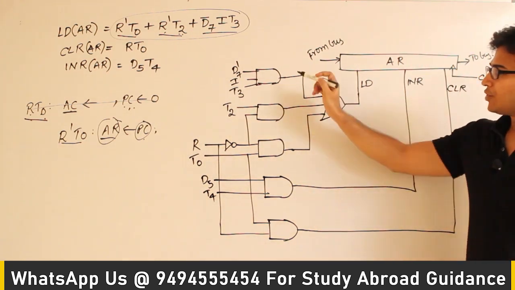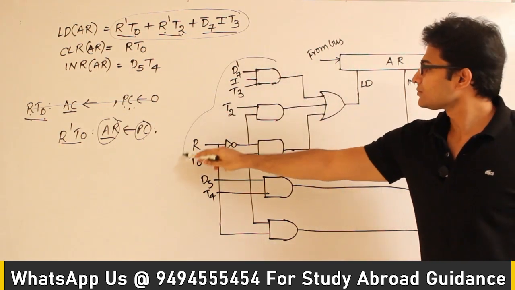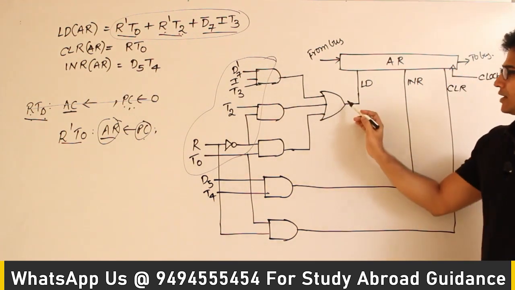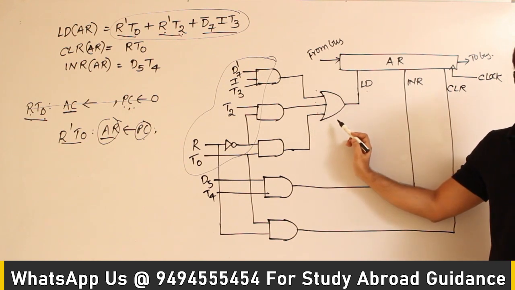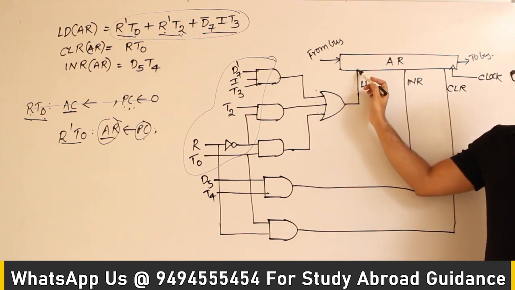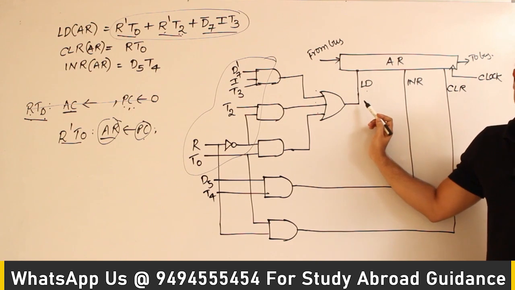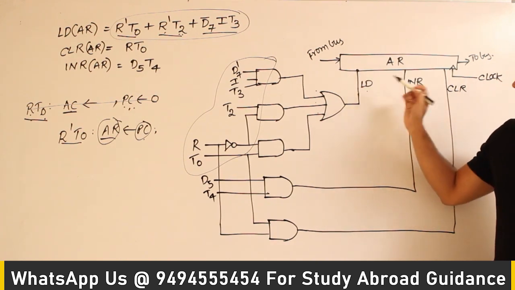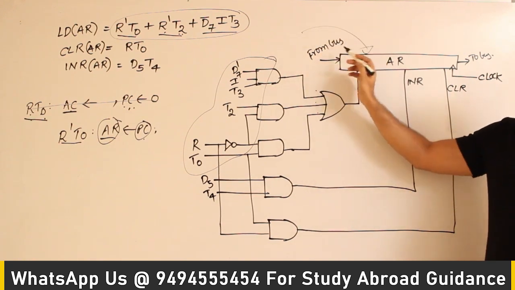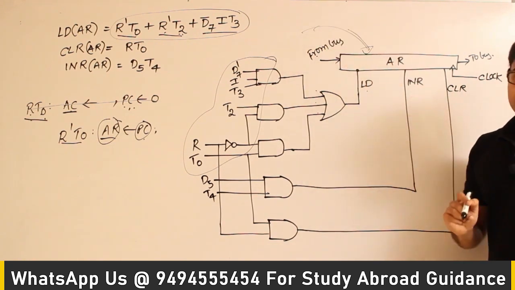See this, I am putting all these conditions and giving it to load. So if any one of these 3 conditions hold, then load will be automatically enabled. Therefore you need not do anything by program, right? So automatically this will be on, and whatever is on the bus will be loaded. So from the bus it will be loaded into this.